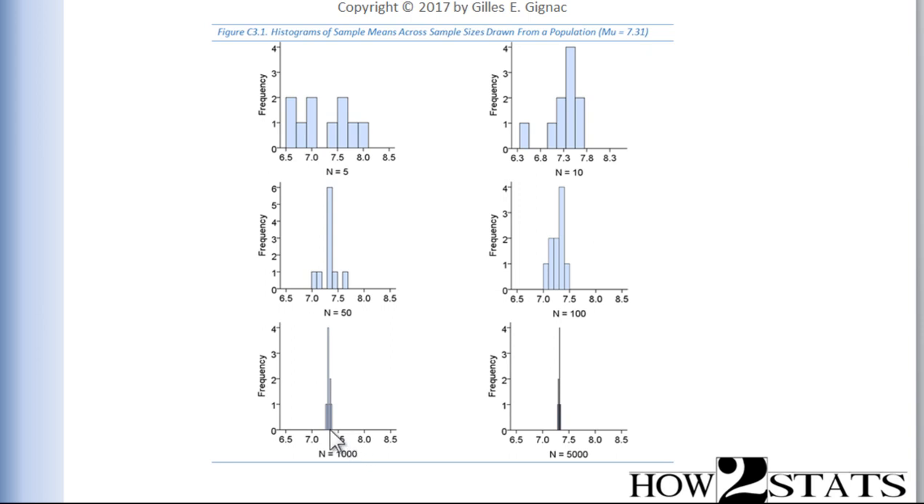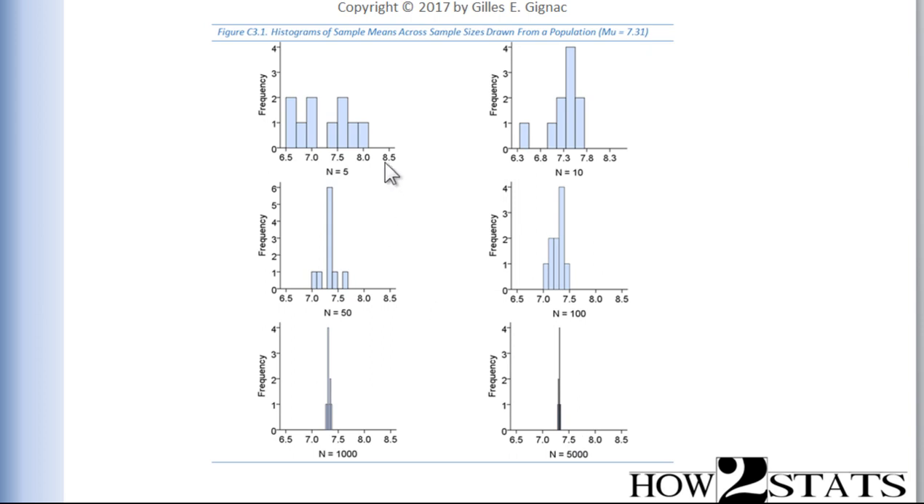Then 1000, it's getting to be an extremely narrow histogram, and then moving up all the way to 5000, it's becoming needle-like. That is how precisely the population mean of 7.31 is being estimated with these random samples of 5,000 cases. So it's not only that they're estimating the population mean more accurately, they're doing so consistently. And this again underscores the benefit of a very large sample size of 5,000, but it's not really a huge difference between 1,000 and 5,000 in terms of reduction in standard error.